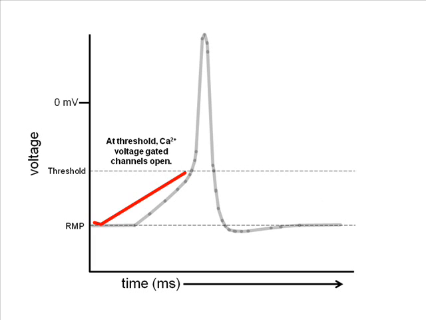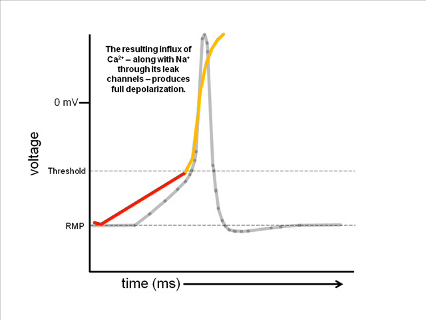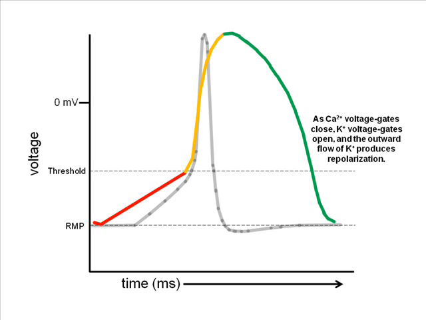When it hits threshold, obviously we've got sodium that can move in, but in addition, we have calcium voltage-gated channels that open at threshold, and the additional influx of calcium combined with the sodium that's leaking pushes the cell into a depolarization phase, and we get something that looks similar to but is slower than skeletal muscle depolarization. After depolarization occurs, potassium voltage-gated channels open, calcium voltage gates close, and the outflux of potassium pushes the cell back towards resting potential, or what we might call resting potential, in its repolarization phase.